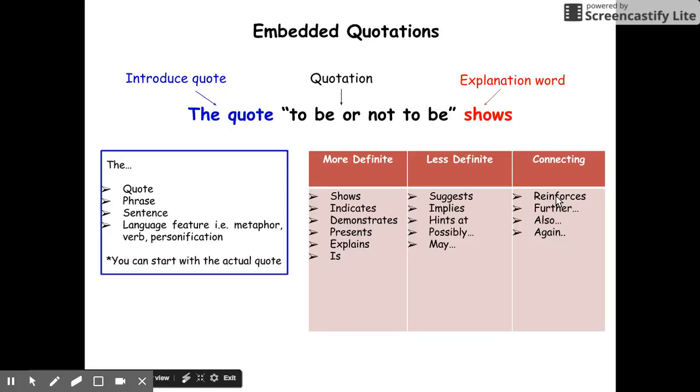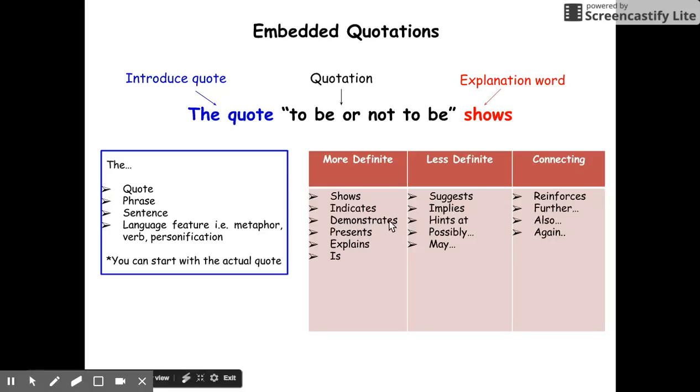There might be times in the second or third quotes in a paragraph that you want to link evidence together. So you might have explained something, and then later on you might want to link the second quote to the first, or an explanation from the second quote to the explanation of the first. You just go further shows, also indicates, again suggests. This allows you to link the evidence together.